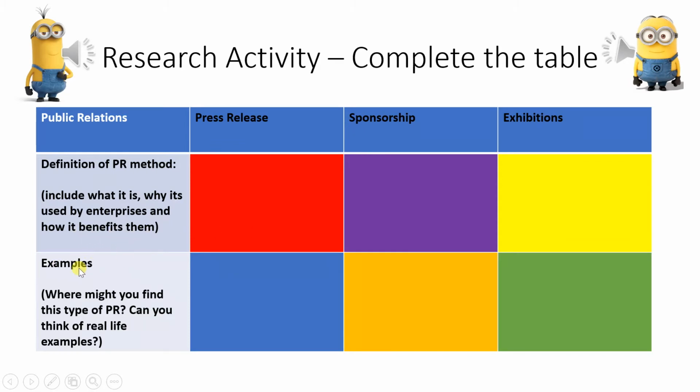For the blue box, you need to include examples. So I mentioned earlier newspapers, blogs, it could be in a magazine, it could be on their website, those kinds of things. And you need to do the same for sponsorship and exhibitions as well. I've colour coded the different boxes so it's easier for you to see. So sponsorship is purple and orange, and then exhibitions is yellow and green.